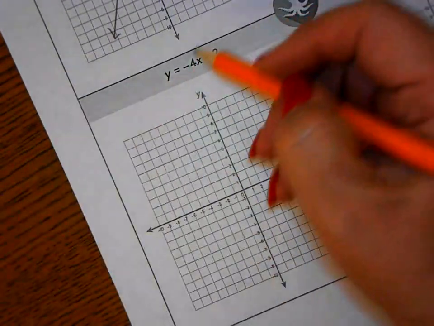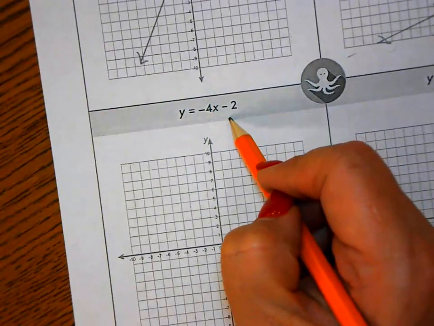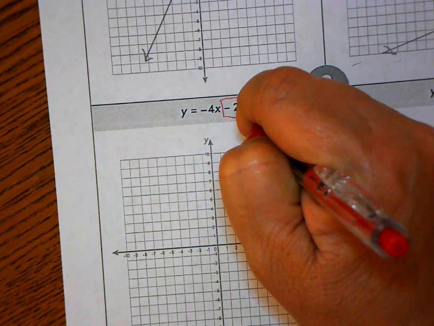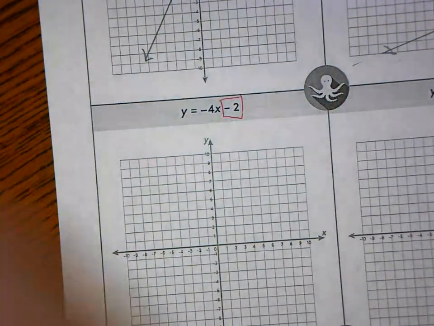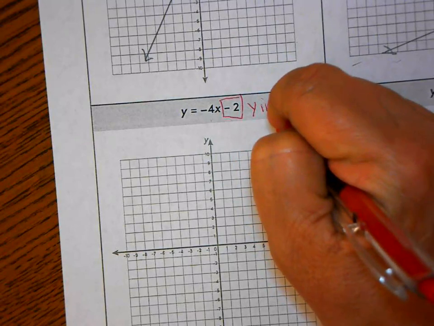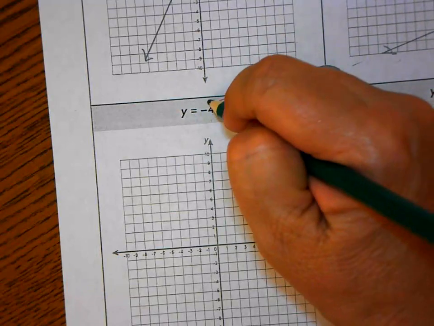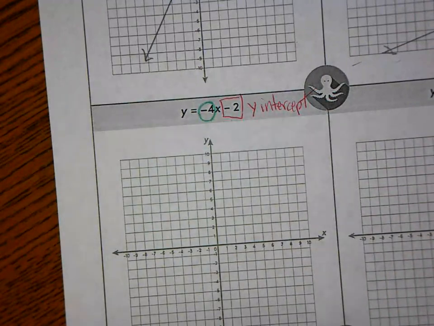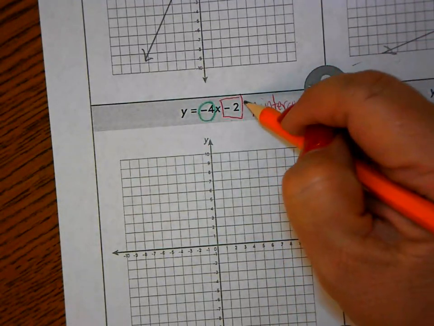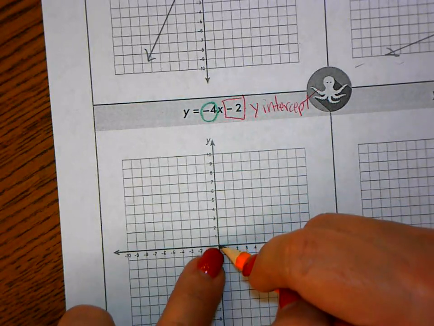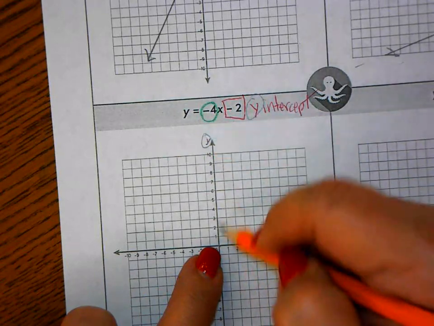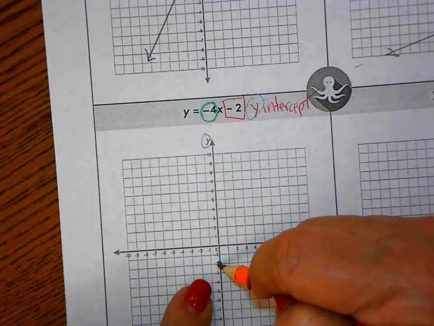This next one is y equals negative 4x minus 2. I am now going to box in my y-intercept. I am going to circle my negative 4, just the number along with its symbol before it. I am starting at the point of origin, and I'm moving to negative 2 on the y-axis. And it's right here.